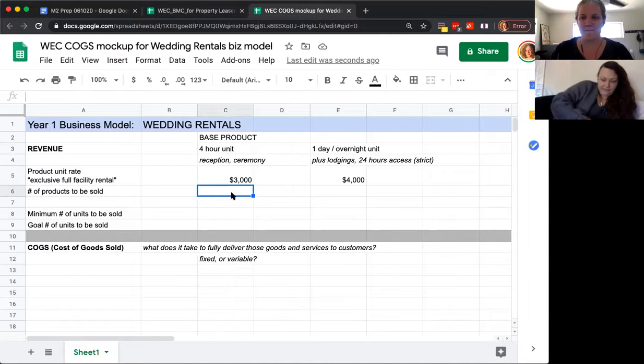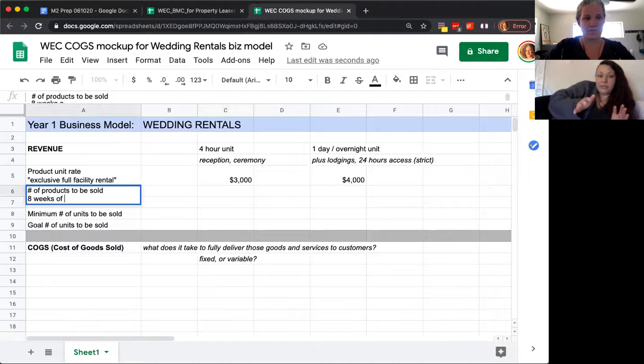So I was anticipating that. We want a balance between this model that maybe isn't really in line with our mission, and we want to ensure that we have the time and the space to accommodate our other businesses. So I think we want to limit the amount of time that we spend on wedding rentals to 8 weeks out of the year.